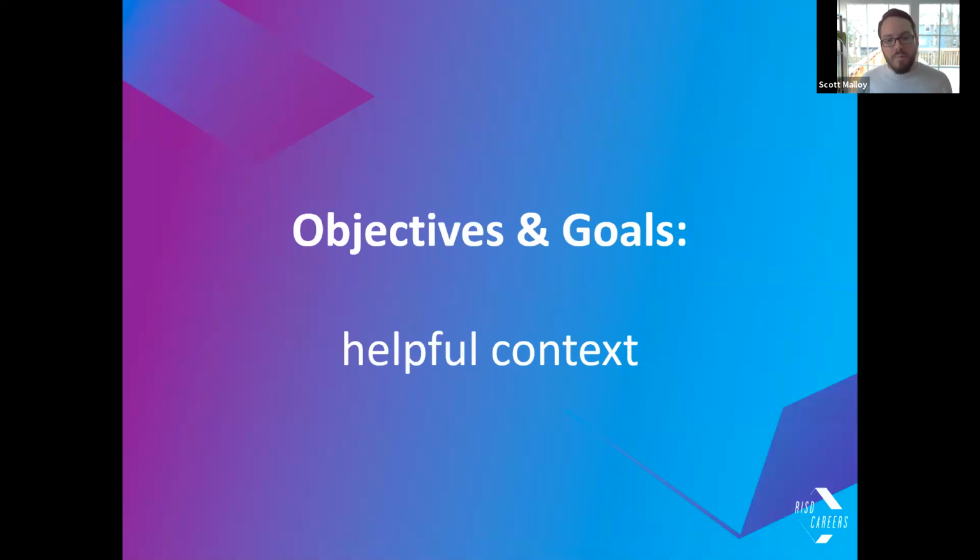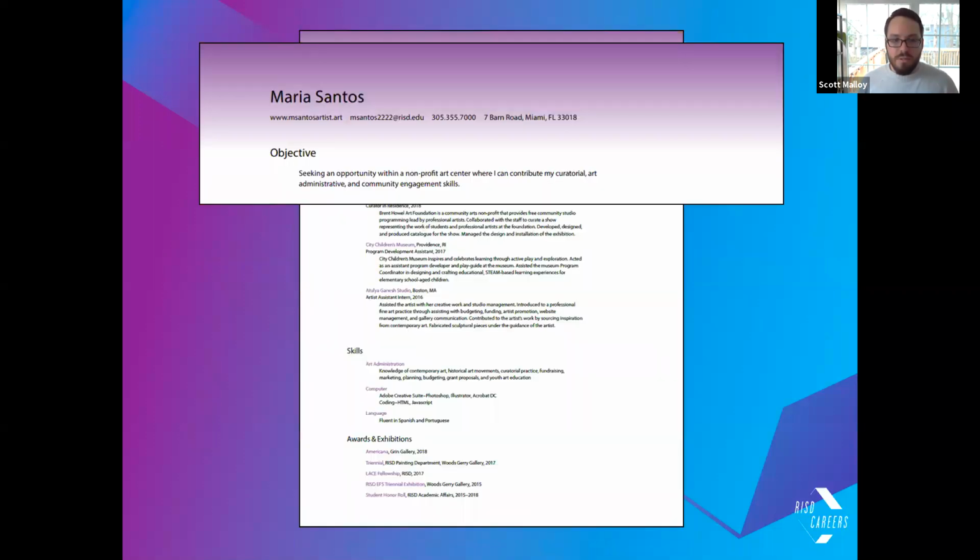Moving on down, we have next objectives and goal statements, which can add helpful context to your resume. I wouldn't say that they're mandatory, but if they're done right and they're done effectively, they can be good value additions to the resume. So an example of what I mean when we say done right or done effectively is something like this. So relatively short and sweet, it's not going to take up a lot of space. This is really just one sentence.